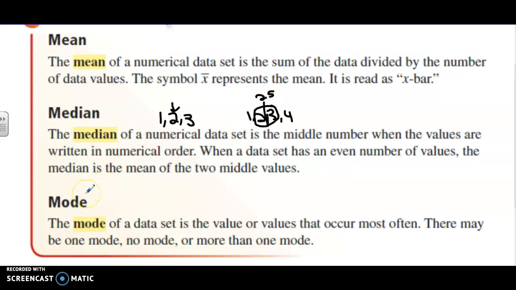Mode is the most frequent number, so if there's one number that's occurring more than the other ones, that's the mode. If there's two numbers that are occurring more than other numbers, like there's two values that are both occurring twice, where everything else is occurring once, then there's two modes. There could be no mode if everything's happening exactly the same. So if for every data value there's two of them, then that would mean there's no mode. And so we're going to talk a little bit about that today.